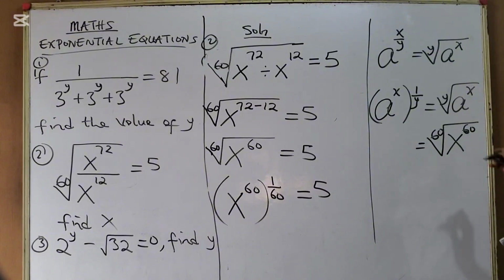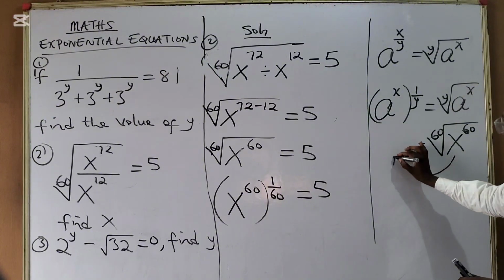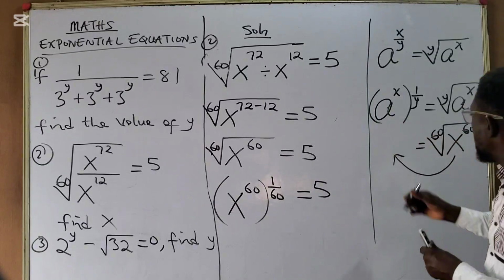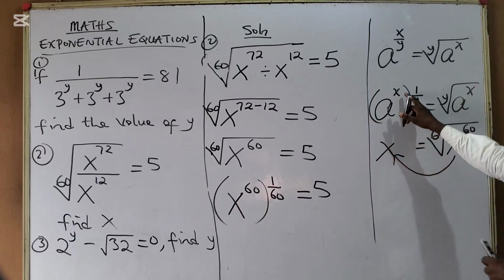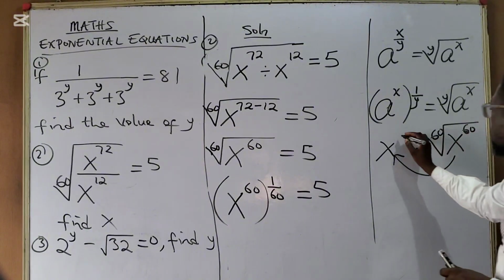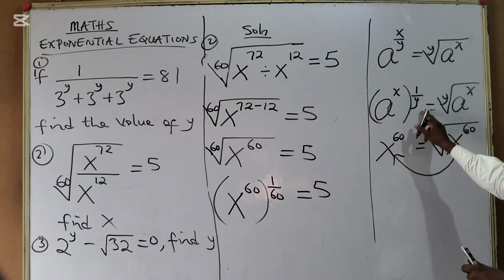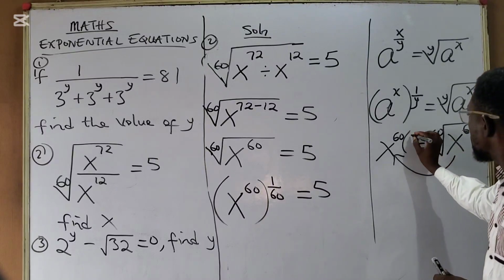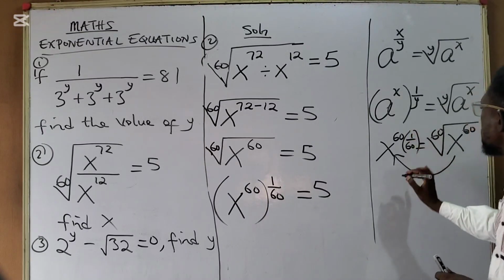So like if I turn this one back this way now, remember a is now x, so in place of this a, I'll put x, raised to power x. X is what? 60, so I put 60, then times 1 over y. Y is what? 60, so times 1 over 60. Okay?